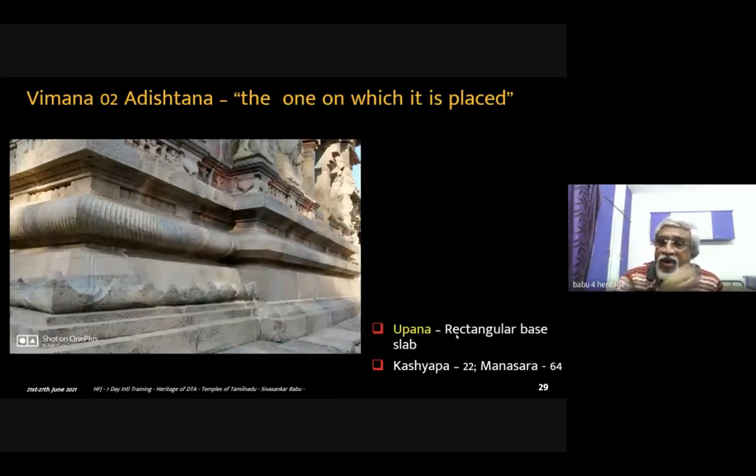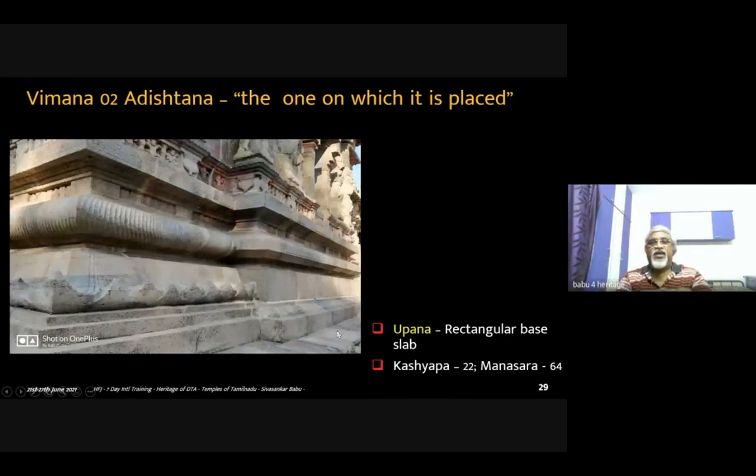So the base one is the Upana, a rectangular base slab. Upanam is a horizontal slab. They build the base or pedestal, fill the inside with rocks, and build horizontal granite slabs on top of it. The extension of these slabs is called Upana. This is the component extension. One level of Upana, or if you have two levels, it is called Upo Upana.